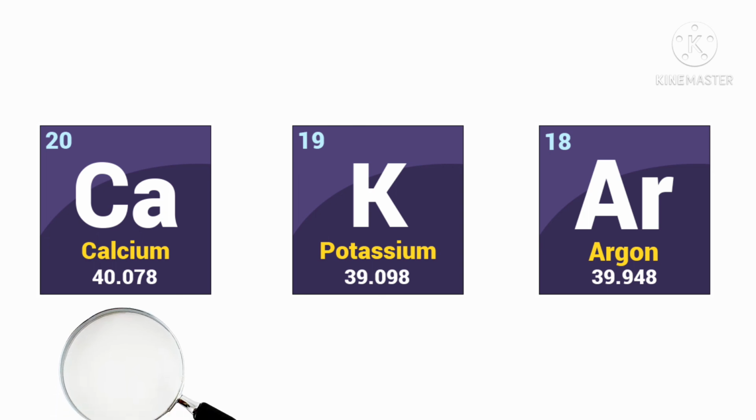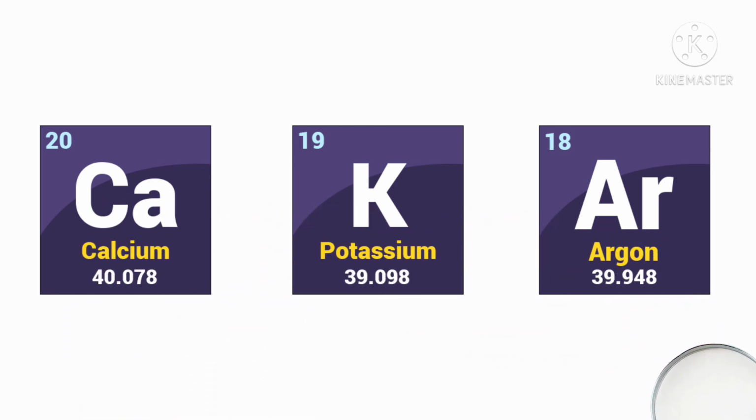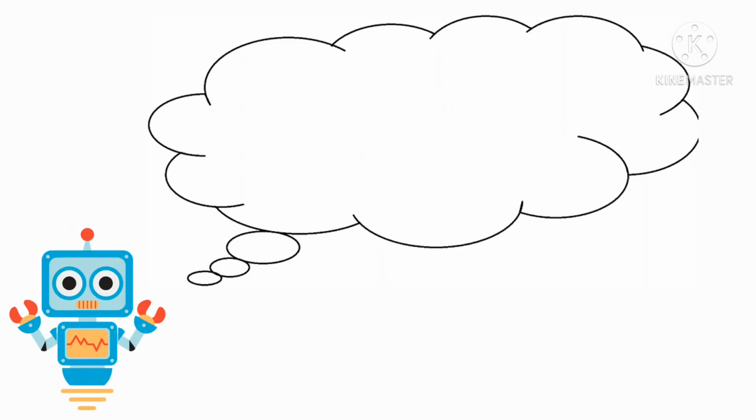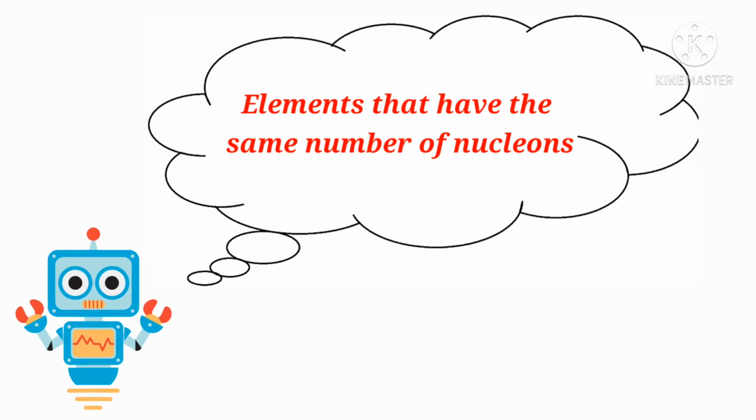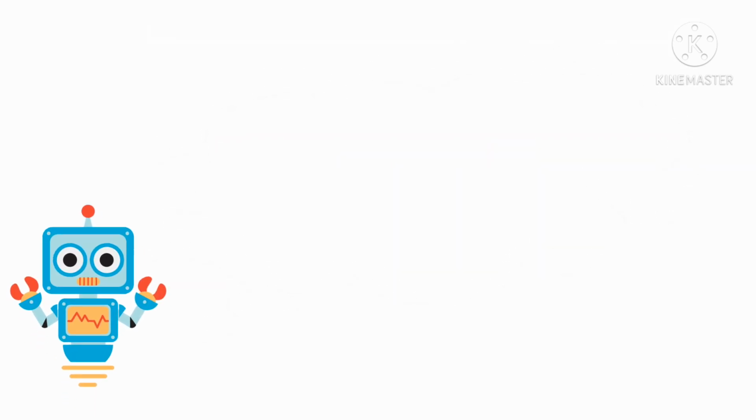But if you look closer, you might find something interesting. The mass numbers are the same in each of the cases. Elements that have the same number of nucleons or have the same mass number are called isobars.